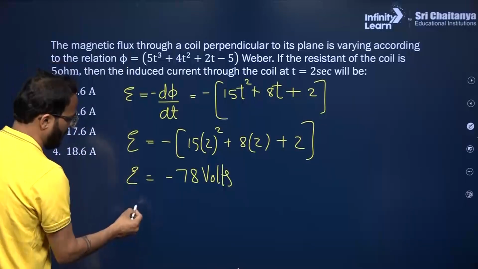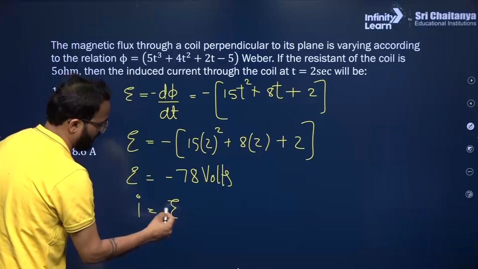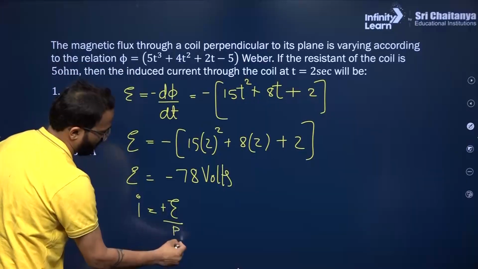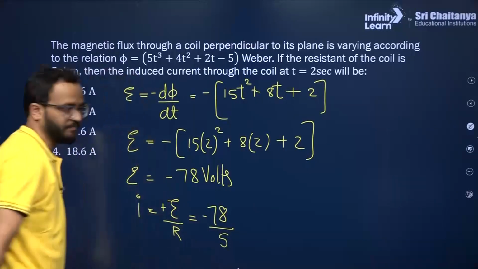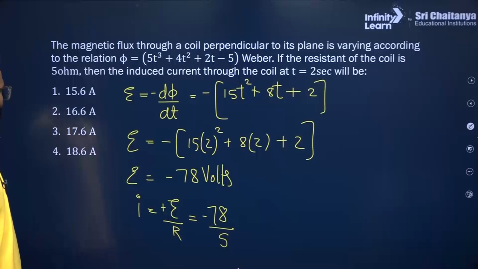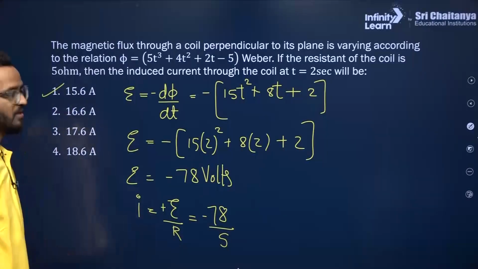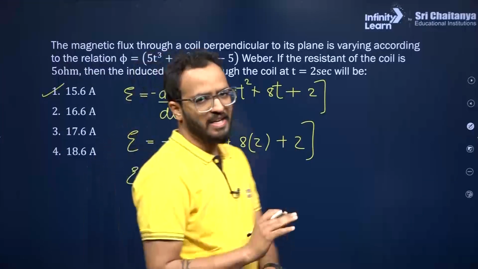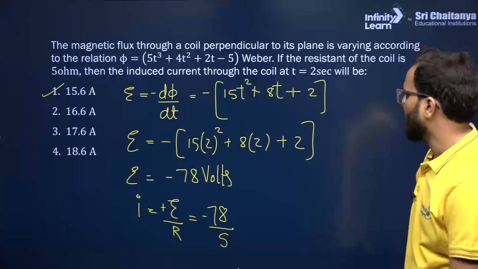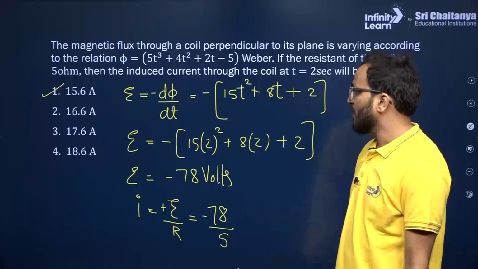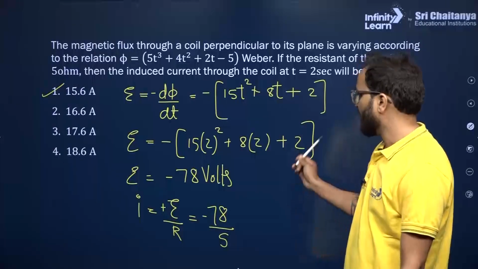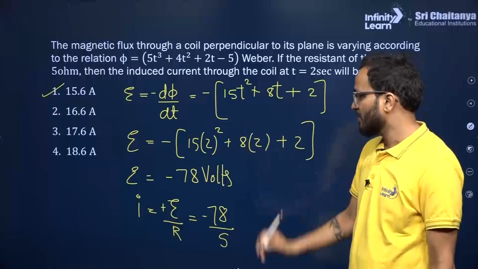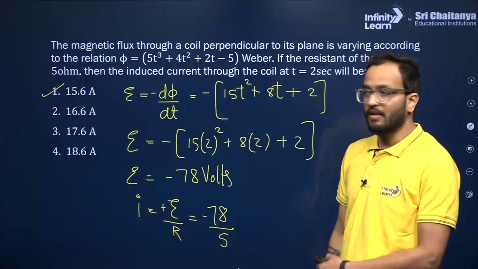So what will be the current? Current will be EMF upon resistance, okay. So it is 15.6 ampere, got it everyone? So very simple question, a very simple solution. 15 fours are 60, right? 8 into 2, 16 plus 2, 18. 18 and 60, 78. Okay, clear.